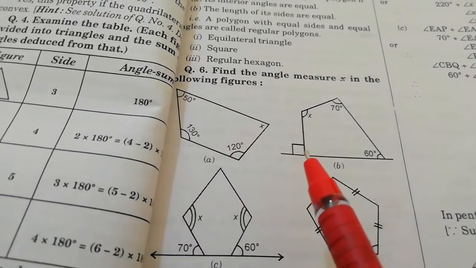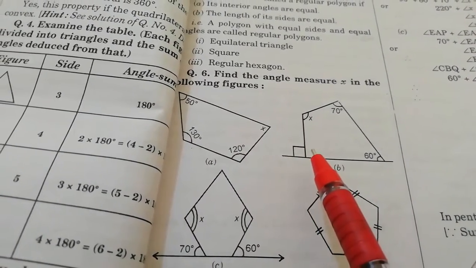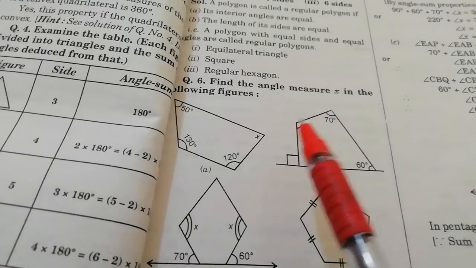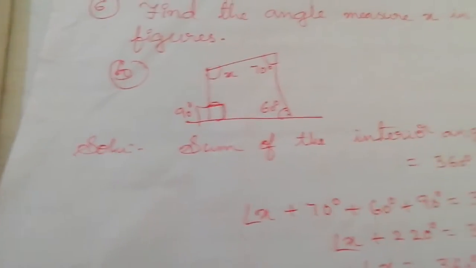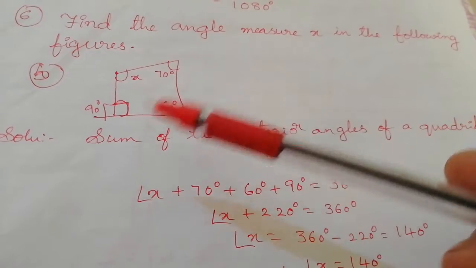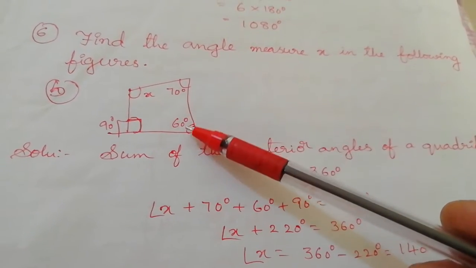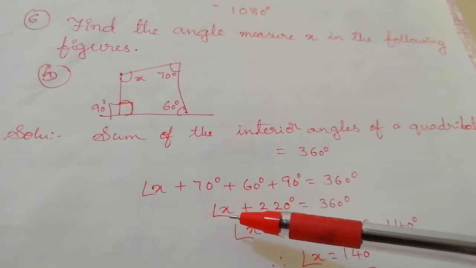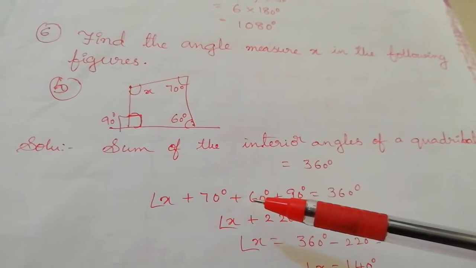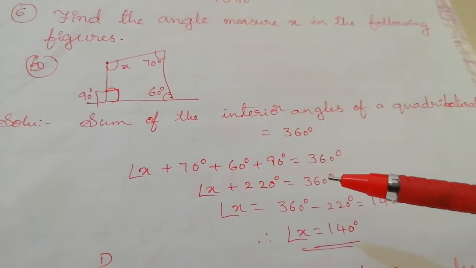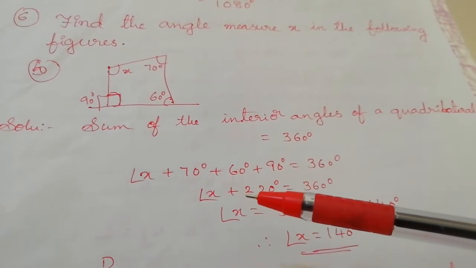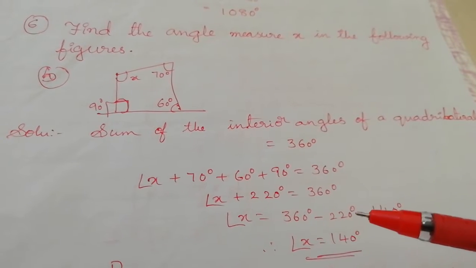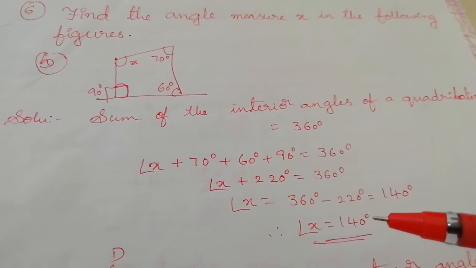Find the angle measure x in each of the following. Here you look at the figure. Here 90 degrees, so this side also is 90 degrees. This is x, this is 70, this is 60, this is 90. It is a quadrilateral, so the sum of the interior angles of a quadrilateral is 360 degrees. x plus 70 plus 60 plus 90 is equal to 360. So 70 plus 60 is 130, plus 90 is 220. x plus 220 is equal to 360. Taking 220 to the right side, it becomes minus 220. 360 minus 220 is 140. Therefore x is equal to 140.